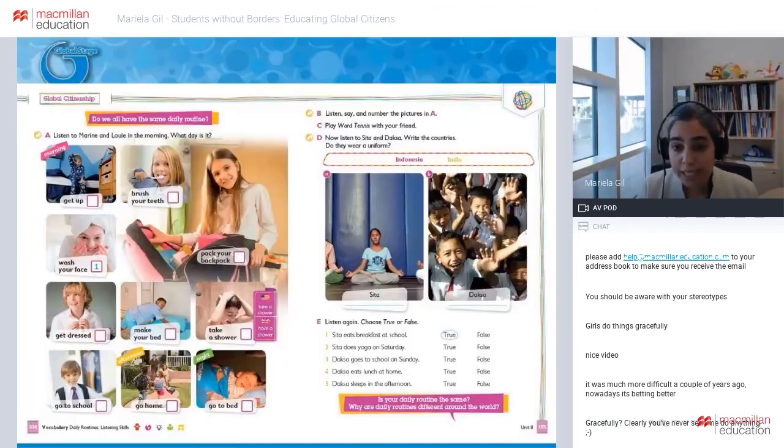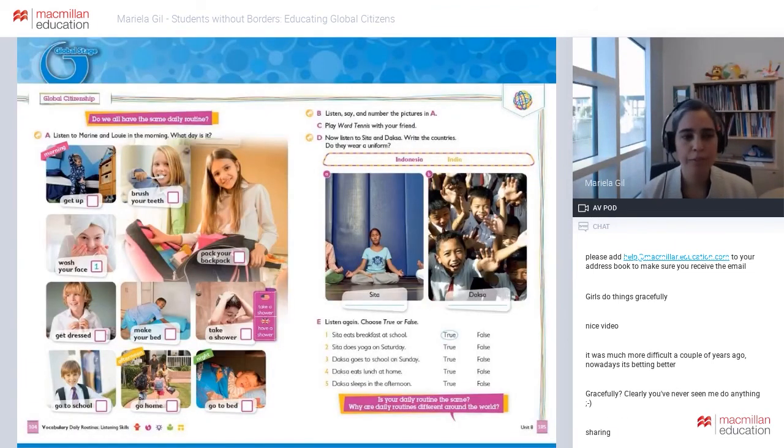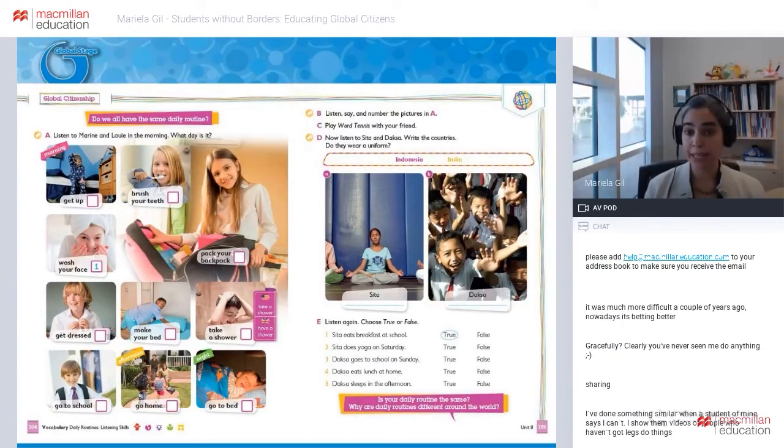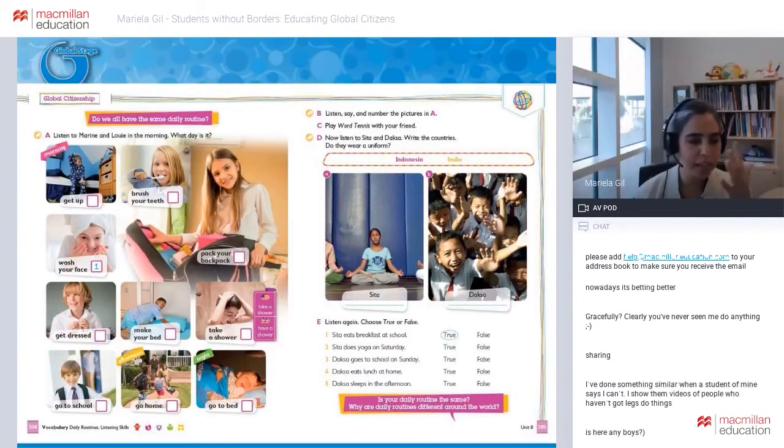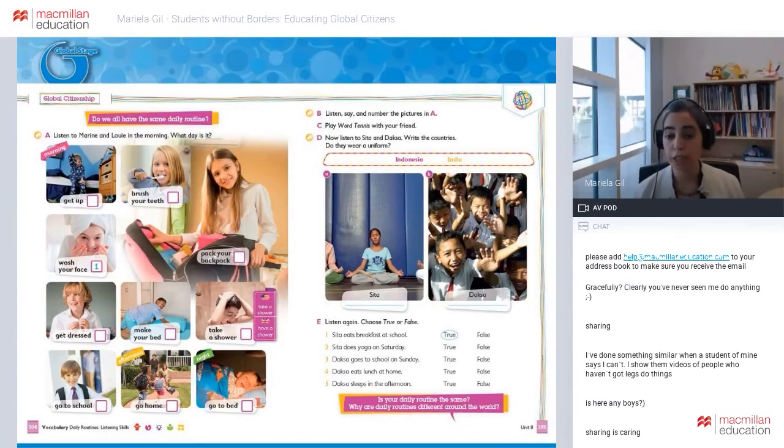So here is an example of the book that Mike was mentioning, Global Stage. And what we have here is a vocabulary lesson, right? So students are learning about the routines in a day. Get up, wash your face, get dressed, brush your teeth, pack your backpack, make your bed, take a shower, go to school, go home, go to bed. These are all phrases that we would teach in an English language classroom, right?